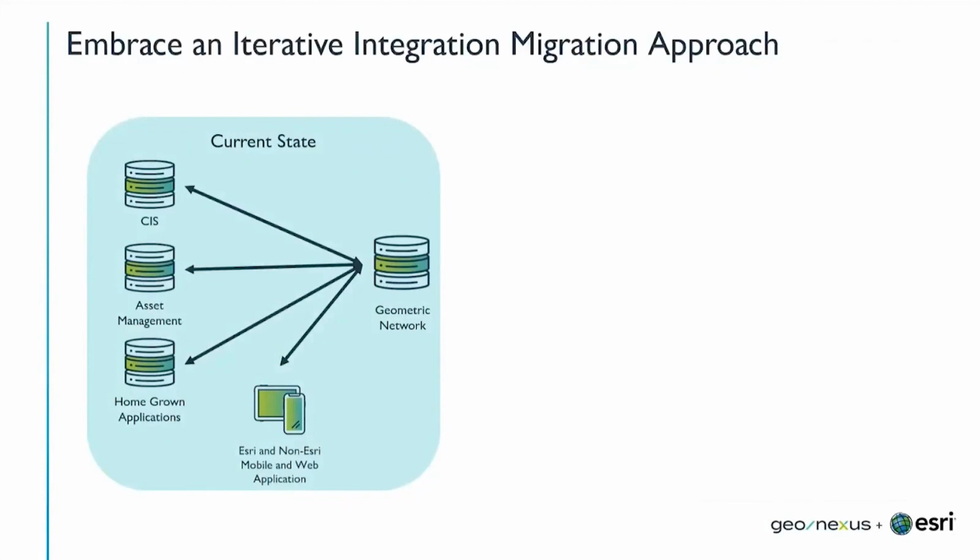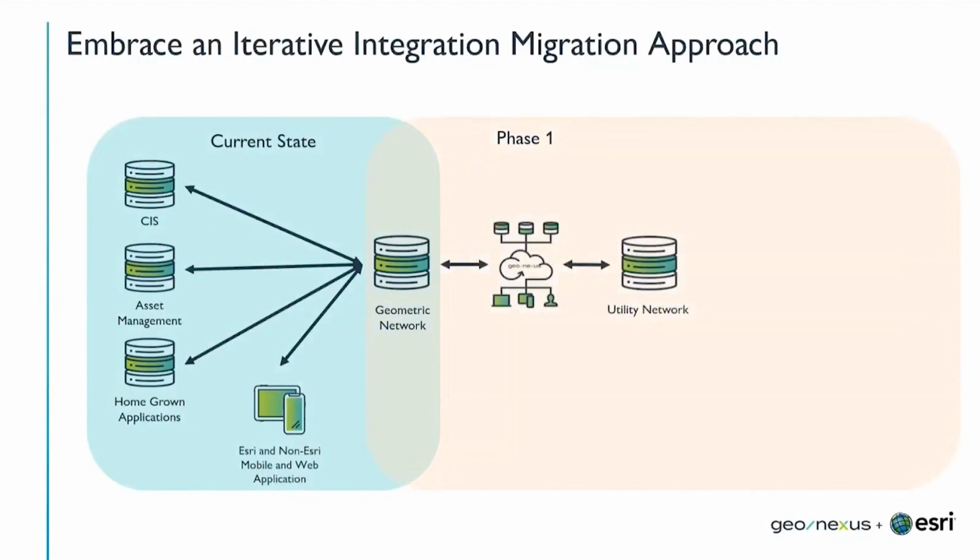In most cases, the current state looks something like you're seeing on the screen, with your geometric network integrated to various systems. A phase one approach could be to synchronize your geometric network to your utility network. This allows your GIS editors to focus on the transition at their own pace to the utility network to work out the workflows and design and data elements.